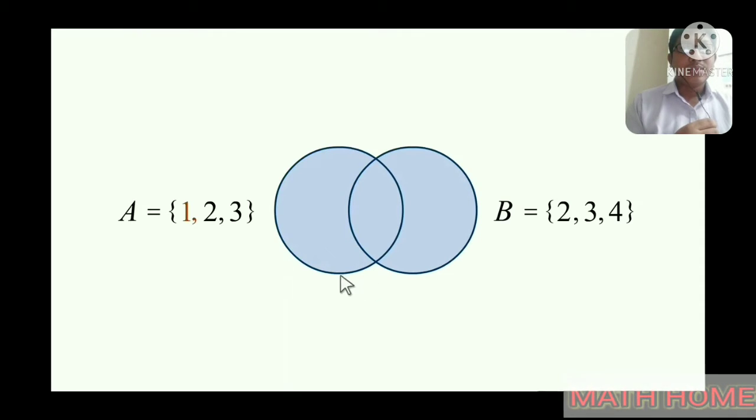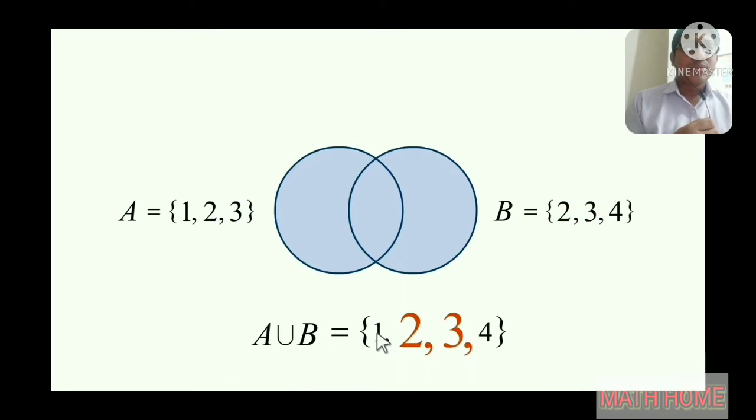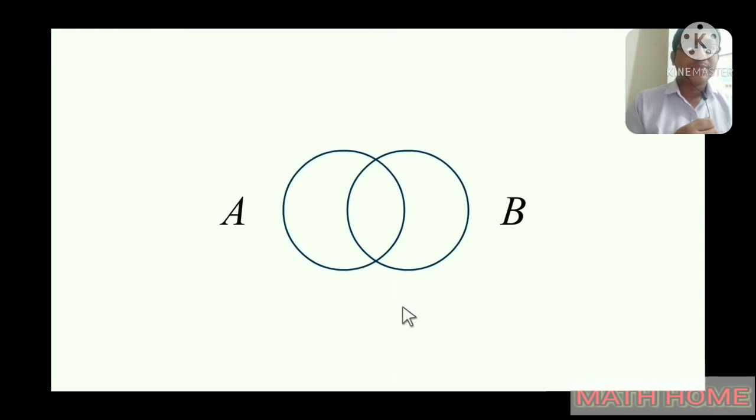Now their union will be A union B equal to 1, 2, 3, 4. Total elements will be the union. So A union B equal to 1, 2, 3, 4.